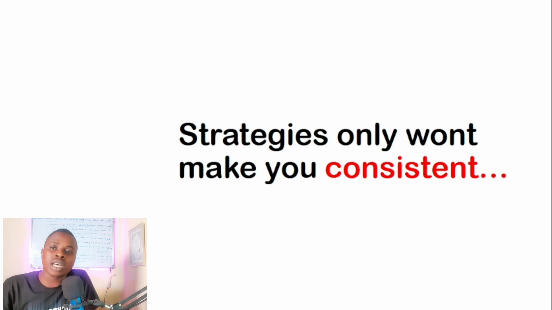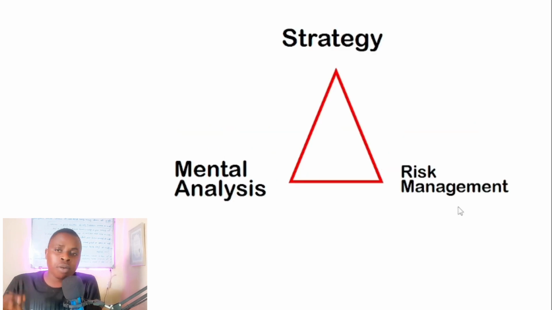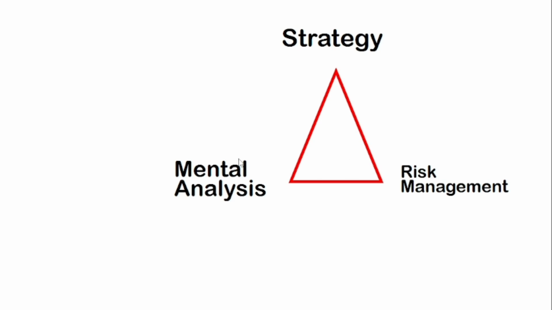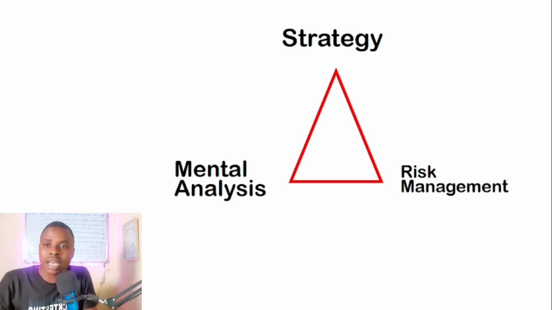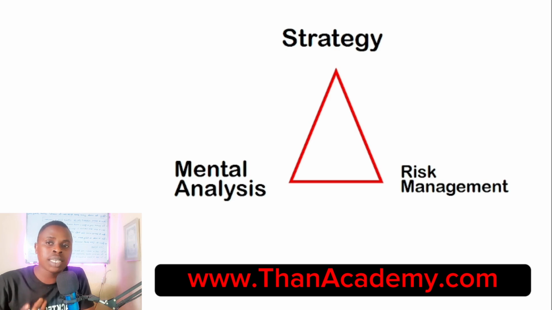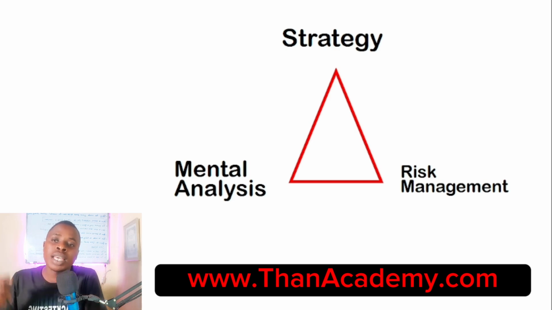But I found out that what makes us profitable as traders is 3 things, right? The first thing is the strategy, which is just one piece of this triangle, followed by what is called risk management and mental analysis, right? When it comes to mental analysis, I cannot talk a lot about it right now because it's a module on its own in our Turn Academy course. You can go find that at turnacademy.com. I will leave the link in the description below.